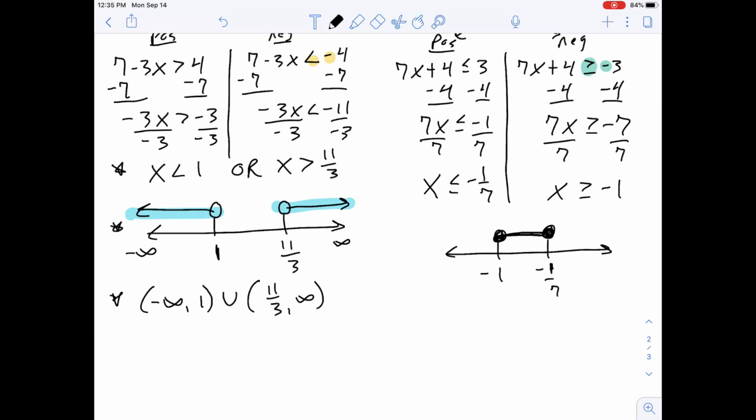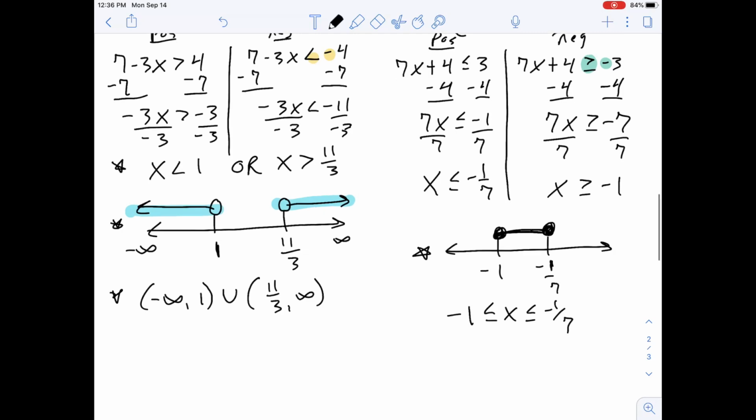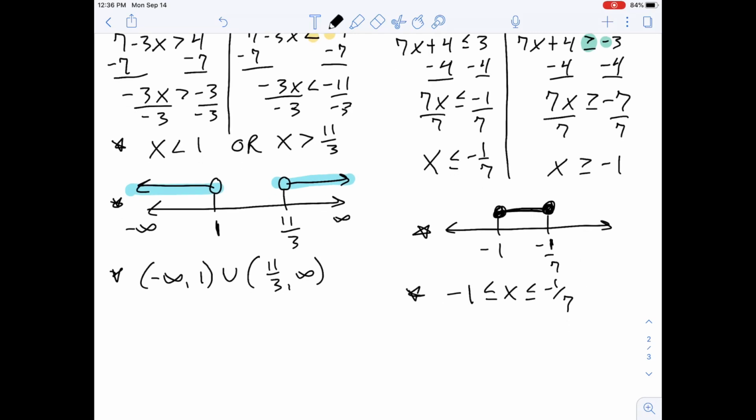Well, how do we write this inequality if we have an AND statement? This means it is -1 is less than or equal to x, which is less than or equal to -1/7. Okay, so this is your number line. This is how you would have your inequality. You can't just put an AND between those, because that's typically not how it's written. It's written as a compound inequality. So you just follow your number line and you can easily write your inequality that way.